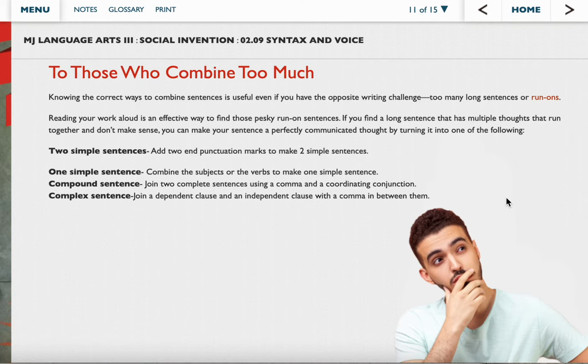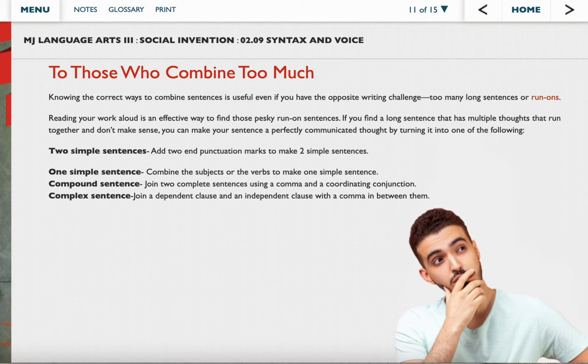To those who combine too much. Knowing the correct ways to combine sentences is useful even if you have the opposite writing challenge: too many long sentences or run-ons. That's where 2 or more independent clauses combine without appropriate punctuation or a conjunction. Reading your work aloud is an effective tool to find those pesky run-on sentences.